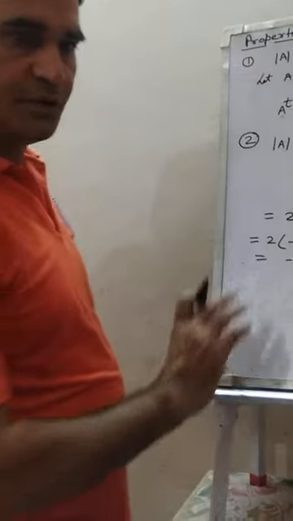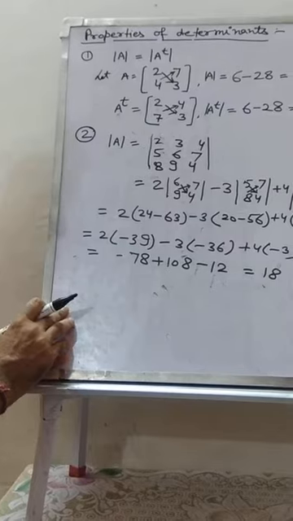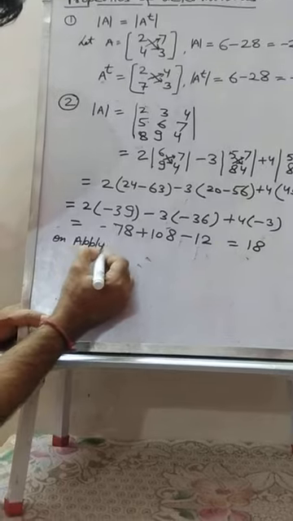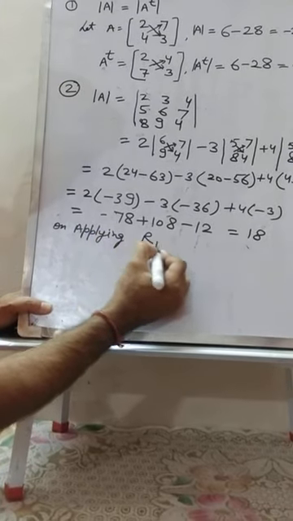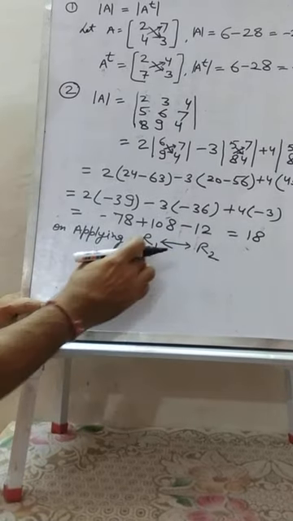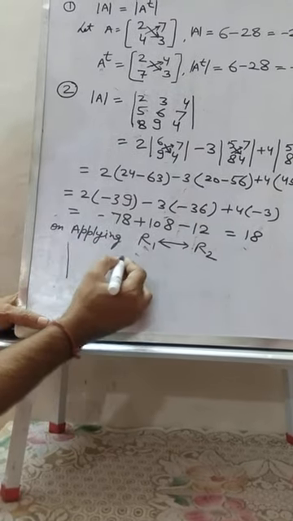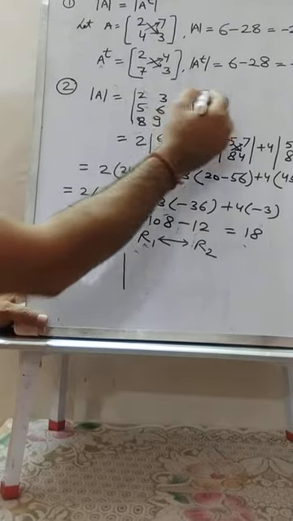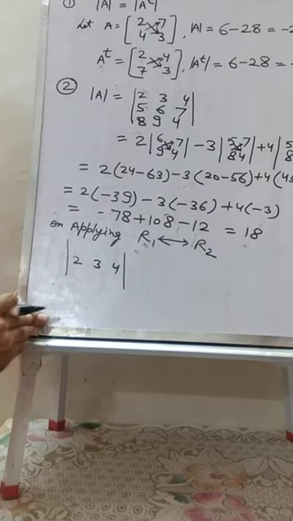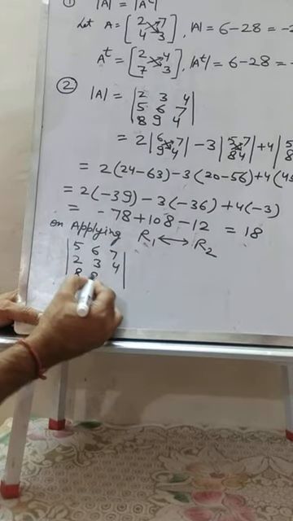Now we are going to interchange its first and second rows. On applying R1 interchanged with R2, denoted as R1 and R2 getting interchanged, the new determinant will become: the first row becomes the second row. So 2, 3, 4 is the second row, and the first row is 5, 6, 7, with the third row 8, 9, 4.